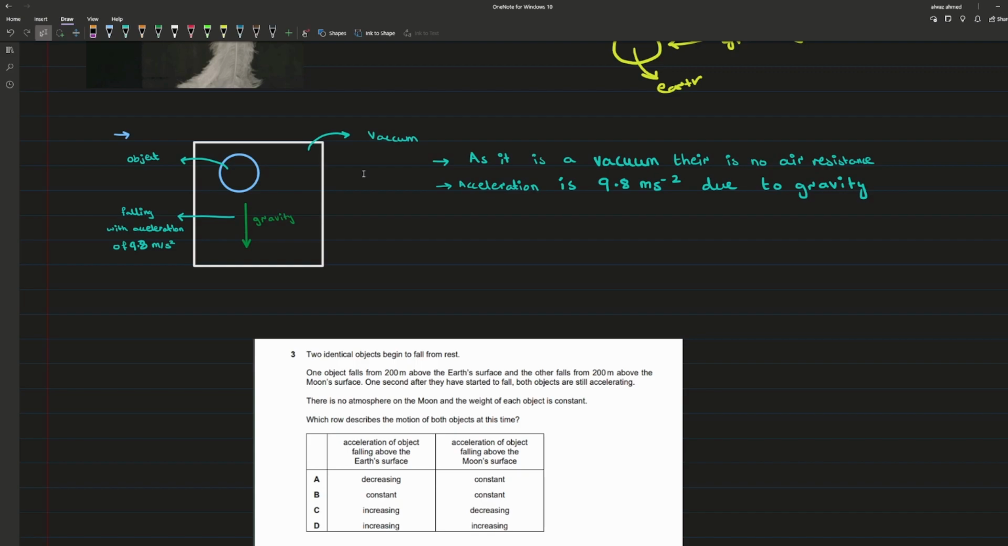The only reason that there is a difference in times that objects fall from the same height is because of air resistance, and if there is no air resistance, every object has the acceleration of 9.8 meters per second squared due to gravity. So I've got this question that we'll do, and this will further help us build our concept.